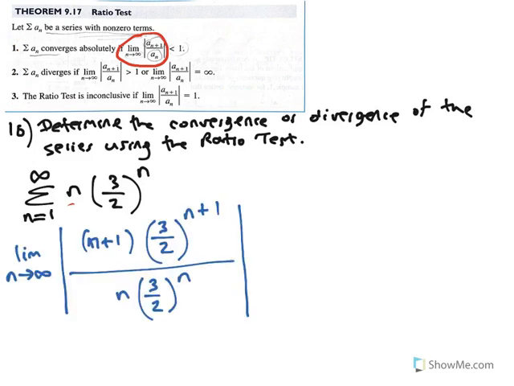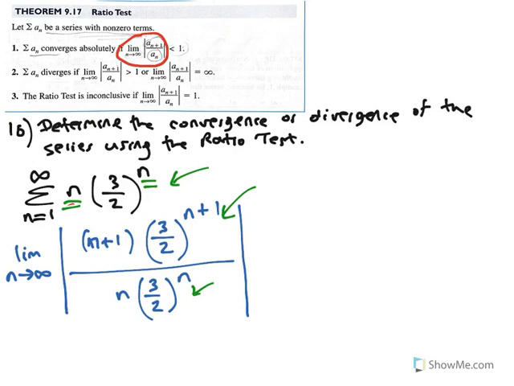So here is how we set up the limit. We need to find the limit as n approaches infinity of the absolute value of the quotient of the n plus 1th and the nth terms. So in the numerator, I have the n plus 1th term. I just replace n with n plus 1. And in the denominator, I have the nth term, which is as it is given in the series.